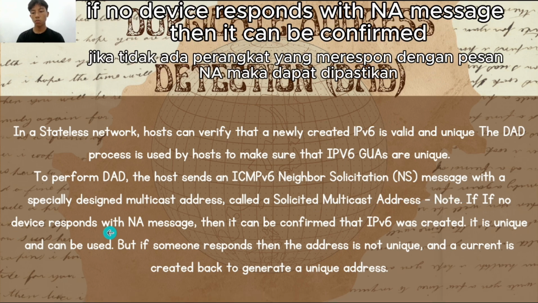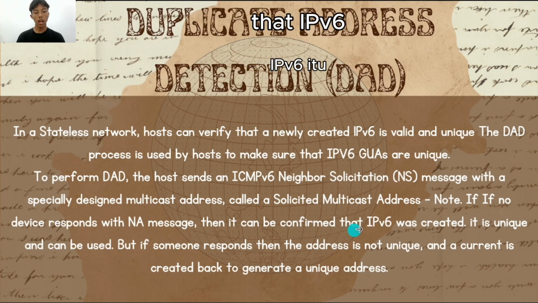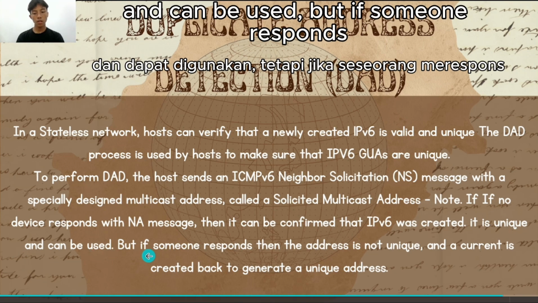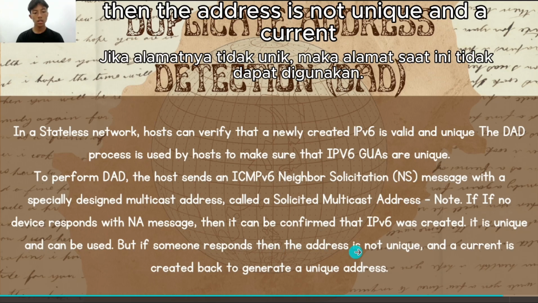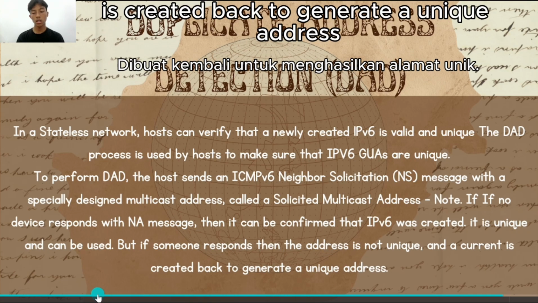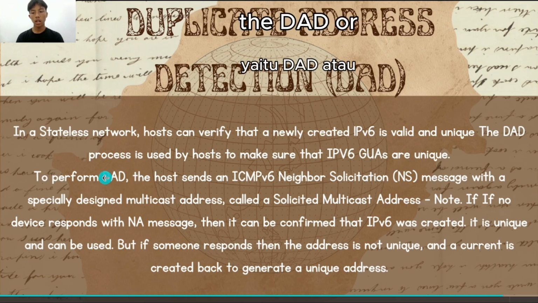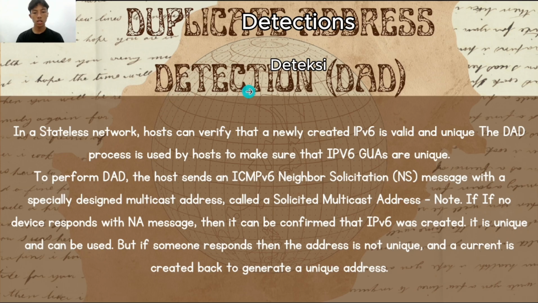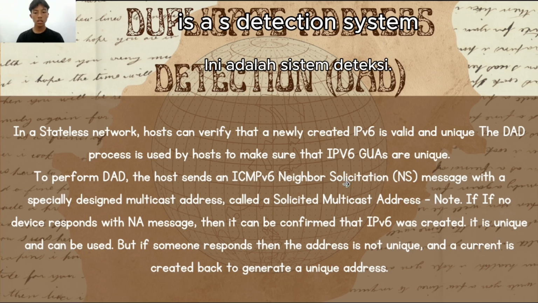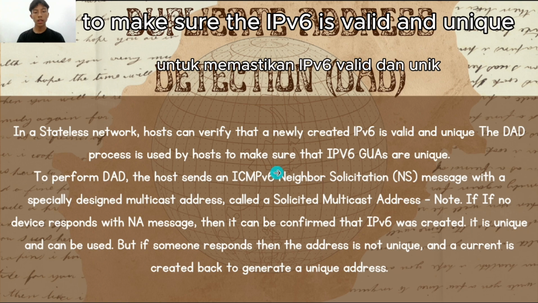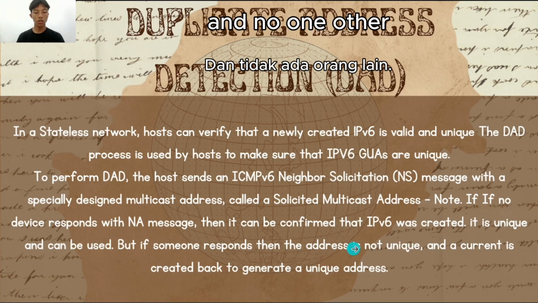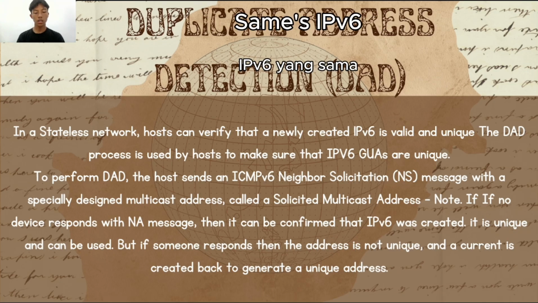If no device responds with an NA message, then it can be confirmed that the IPv6 address created is unique and can be used. But if someone responds, then the address is not unique, and a new one is created to generate a unique address. Simply, DAD, or duplicate address detection, is a detection system for IPv6 to make sure the IPv6 address is valid and unique and no one else has the same IPv6 address.